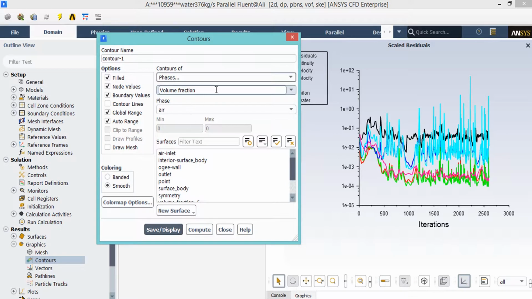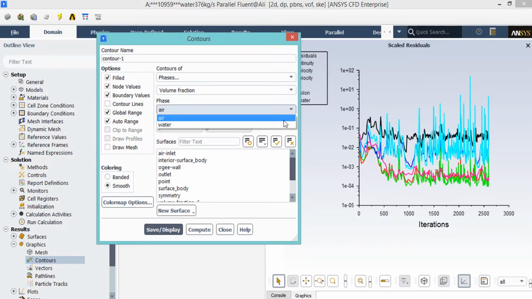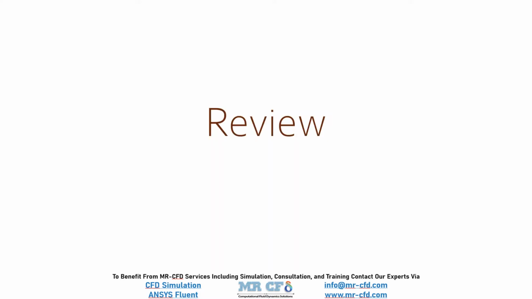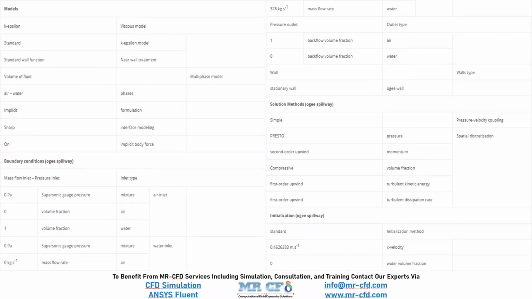After changing the contours of to phases, make sure that underneath it volume fractions is selected, and then under the phase section you can select between the two phases of air and water. And finally in this slide you can see the volume fraction contours related to the water phase. Finally, a summary of the settings and setup that we have used in our project is presented in this slide.